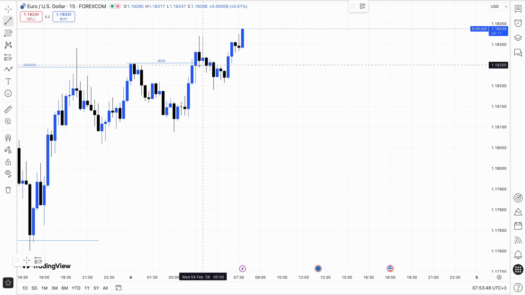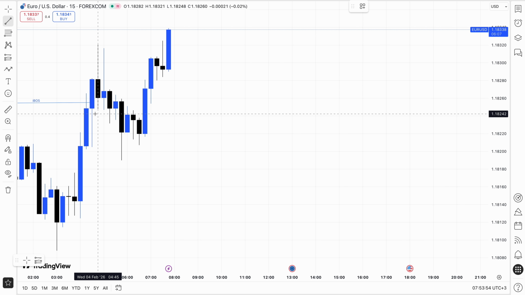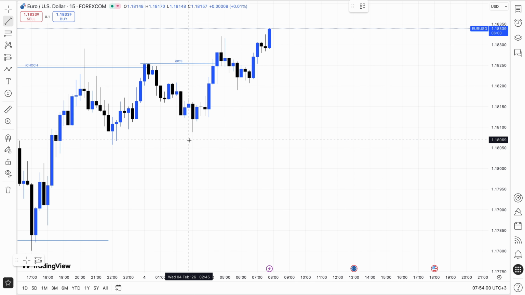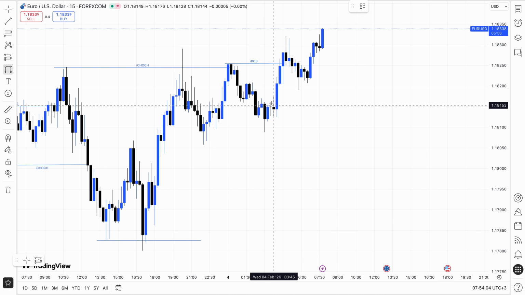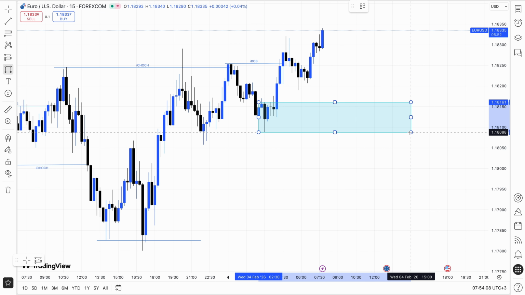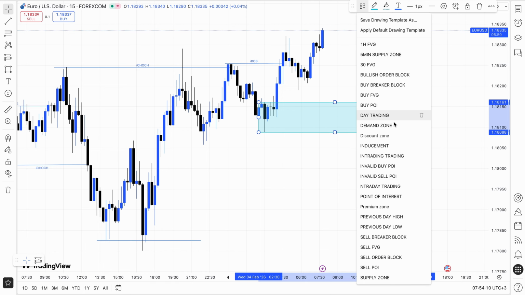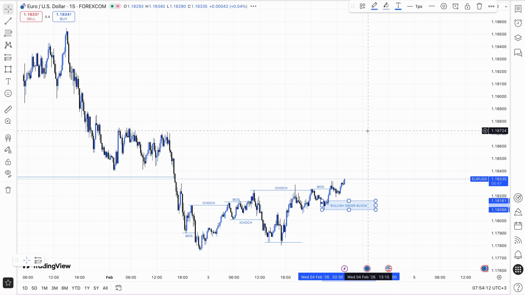Then you also had a clean pullback. Is it? Let me check. No, it's not a pullback. That means this is still our valid order block.